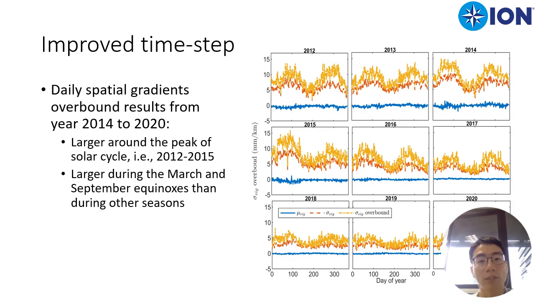And after separation, we analyze the results from year 2012 to 2020. We can see that the spatial gradients are larger around the peak of the solar cycle, and it also appears to be larger during the spring and the autumn equinox.